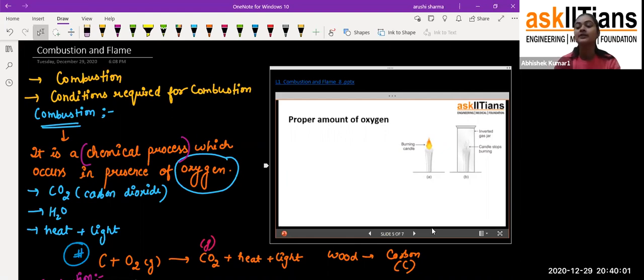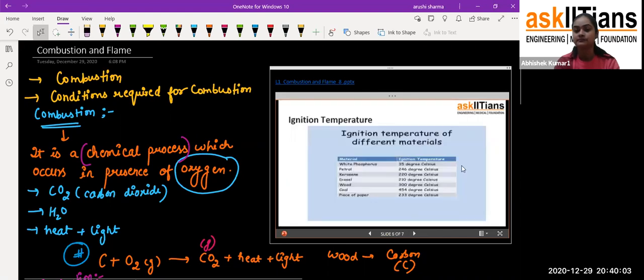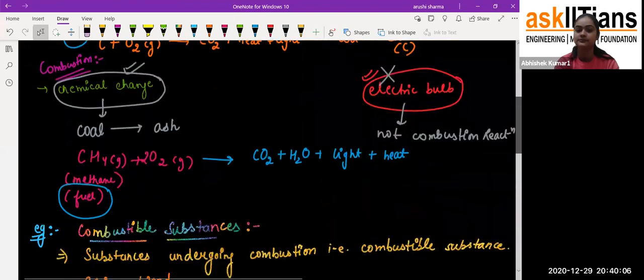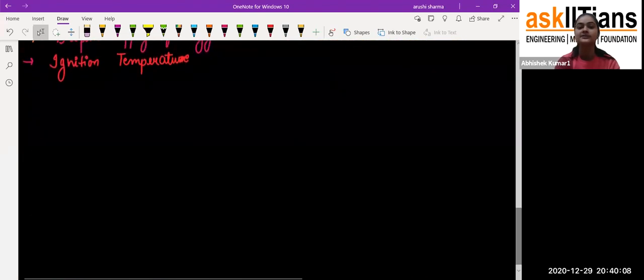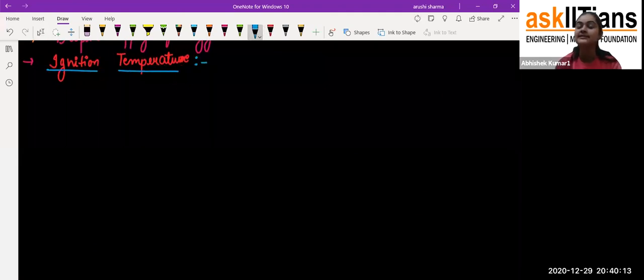Fine, now coming to the ignition temperature. This is the third requirement, so we'll study ignition temperature now. Now, what is this temperature, students? See, it's not that we give heat and something is going to burn easily. If we talk about coal or kerosene or petrol, everything has a different temperature at which it starts burning. Exactly. So that's how, students, ignition temperature is that minimum temperature.